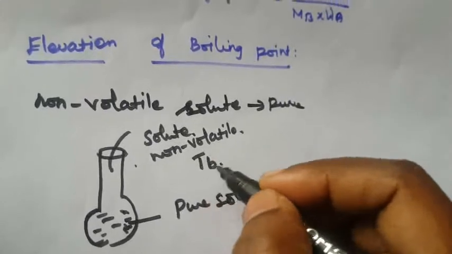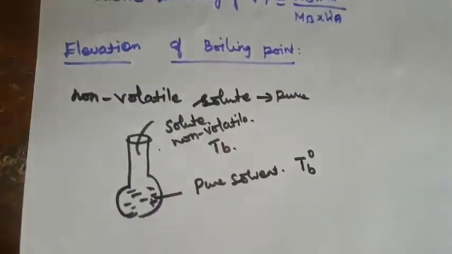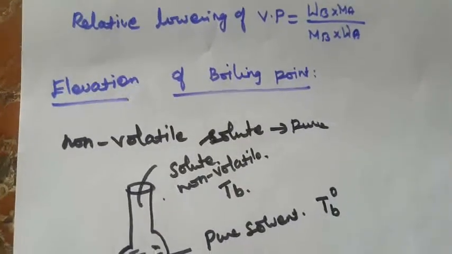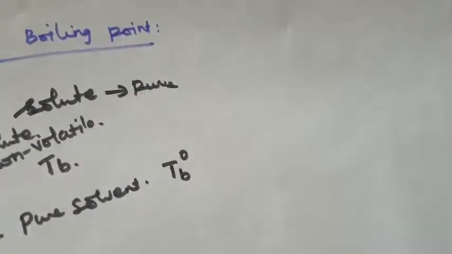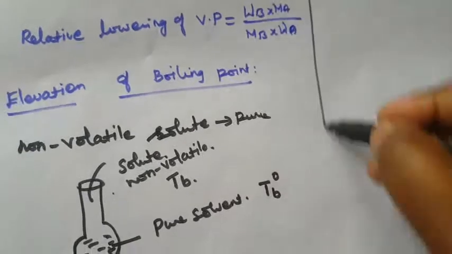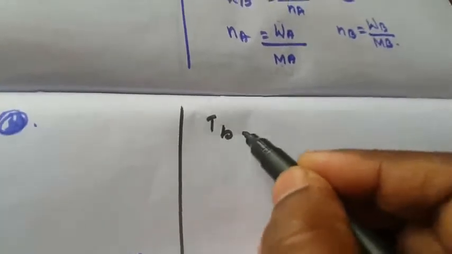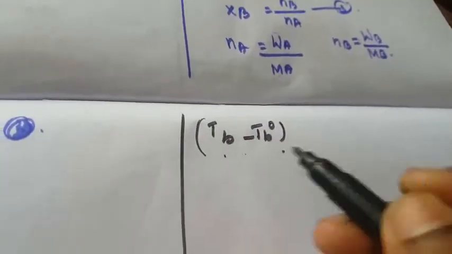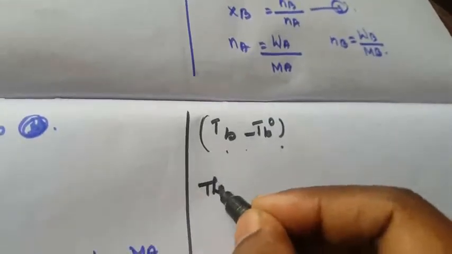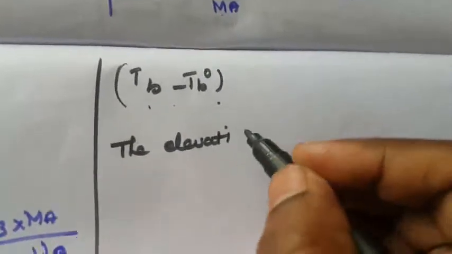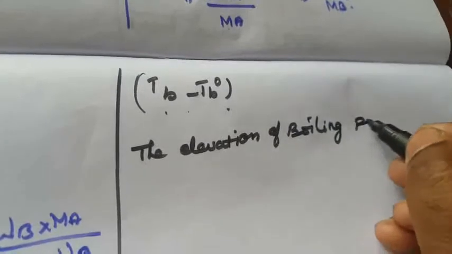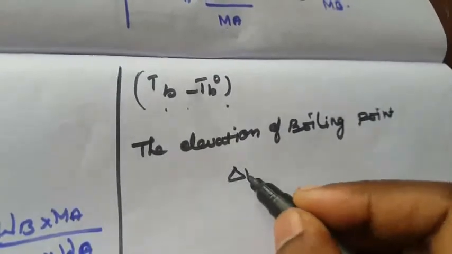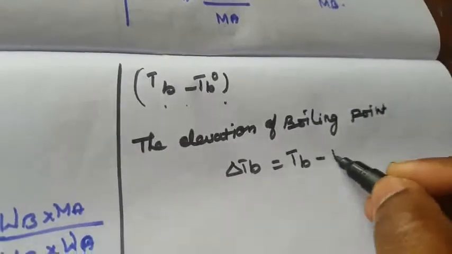That is the solution, and again the temperature increases. The increase in the boiling point is known as elevation of boiling point. This can be calculated as the difference between the two temperatures, that is TB minus T0B, solution and solvent. The elevation of boiling point, delta TB, is equal to TB minus T0B.